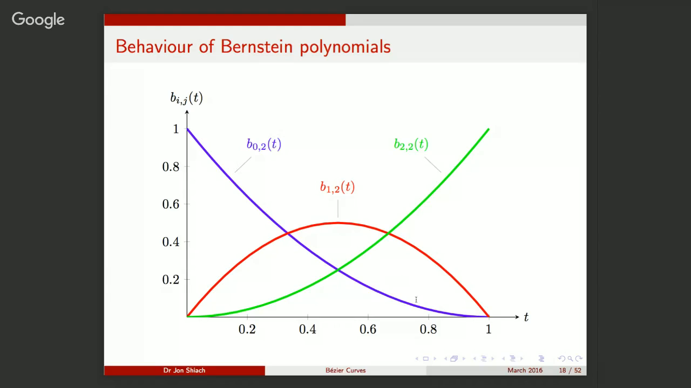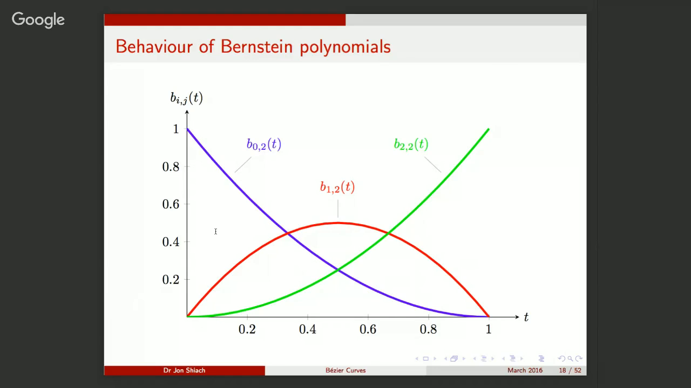As t gets larger, it's the last control point which has more of the effect, followed by the middle one, followed by the first one. So as we slide up and down the t, you can see which control point has most effect on that Bezier curve at that point. Another thing to note is if I add up these values, the green, the blue, and the red line, it always sums up to 1.